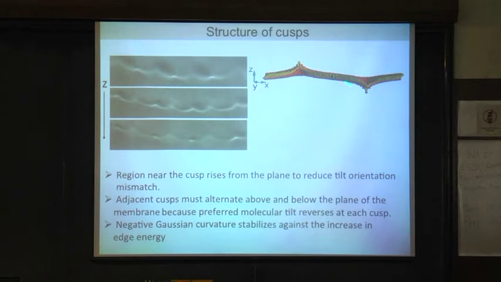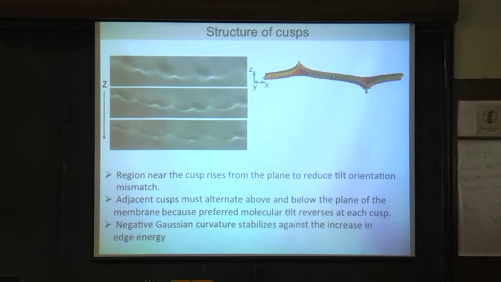And this sort of geometry gives a negative Gaussian curvature, which then stabilizes the increase in the edge energy. So by going out of plane, I've increased the amount of edge I have, but because of the negative Gaussian curvature, that offsets the increase in edge energy.